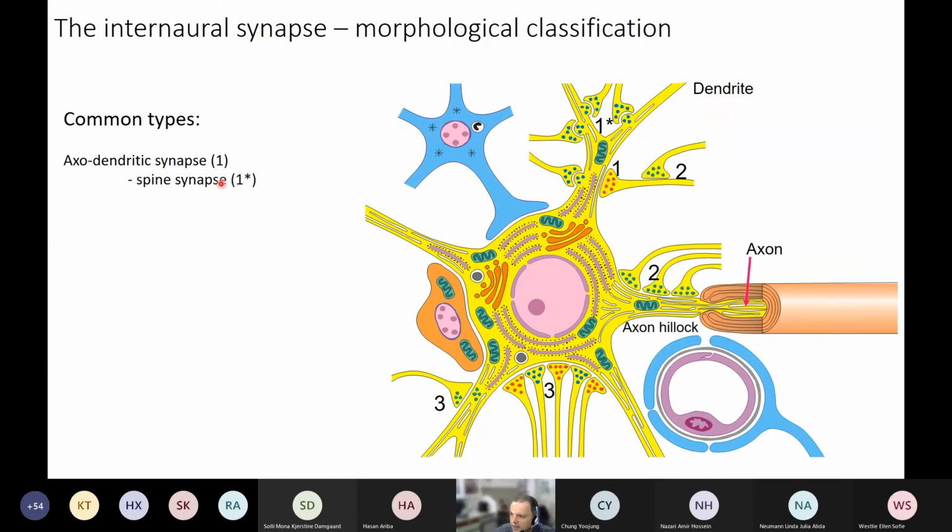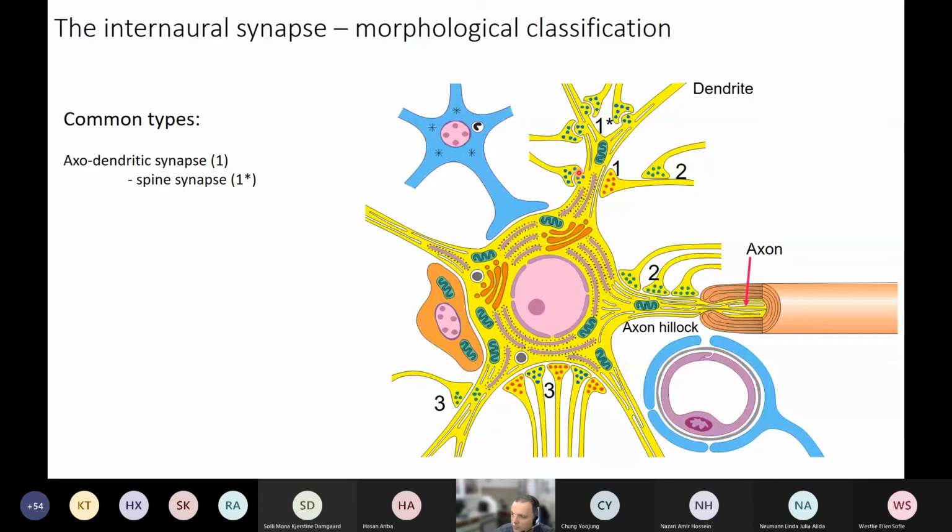Some books will define this as an independent entity. Some books say it's a type of the axodendritic synapse, that we have an axon again that comes to a dendrite, but it does not meet with the dendritic tree proper, but it meets with the process of the dendrite, which is the dendritic spine. We did this earlier, if you remember, and the dendritic spine forms a dendritic spine synapse, and it's a specific subtype of the axodendritic synapse.